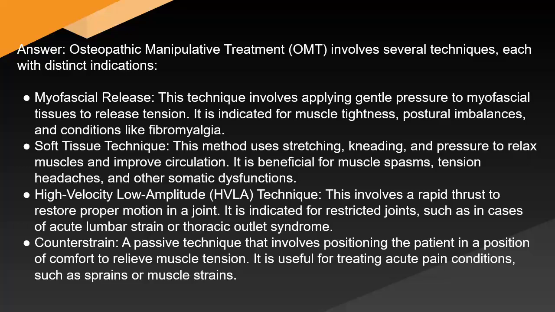High velocity, low amplitude (HVA) technique. This involves a rapid thrust to restore proper motion in a joint. It is indicated for restricted joints, such as in cases of acute lumbar strain or thoracic outlet syndrome.